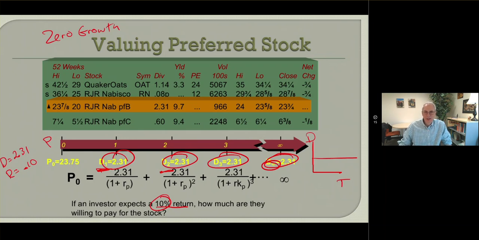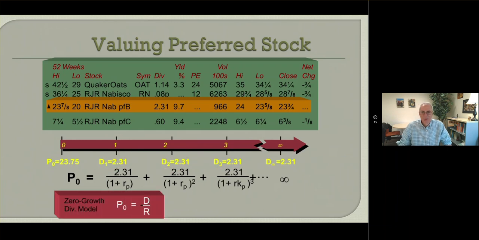So you've already done this question in quiz 2, and most of you got it right. So how do you do it? Here's the formula. You divide the two. Dividend divided by R equals price. So there's the model. You can write that formula down. P of 0 means price today equals dividend divided by the rate of return. Okay? So 2.31 divided by 10% is $23.10.